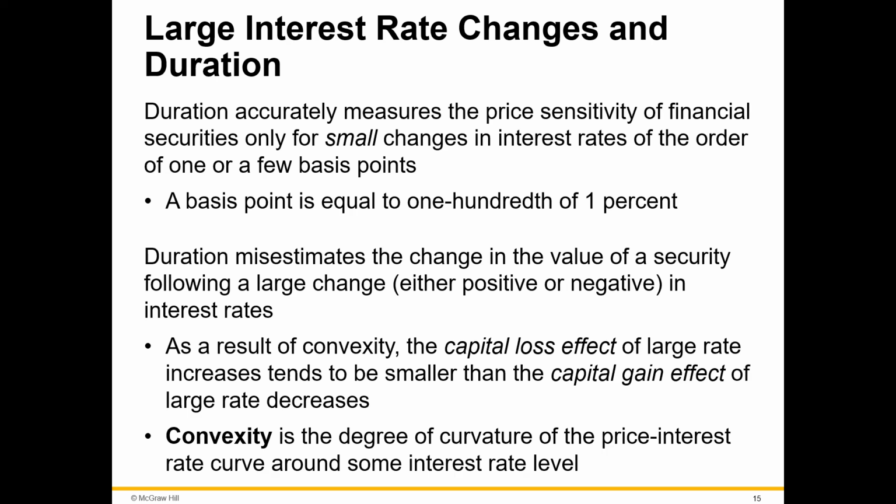Duration misestimates the change in the value of a security following a large change. It could be up or down. It's just about a large change. So that brings in this term convexity, which is the degree of curvature of the price interest rate curve around some interest rate level.